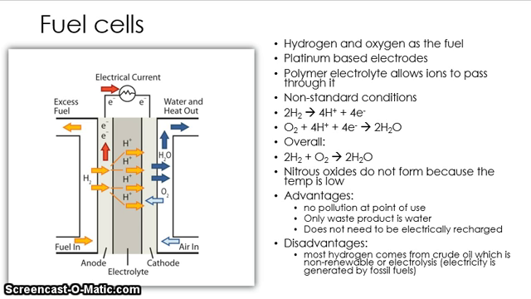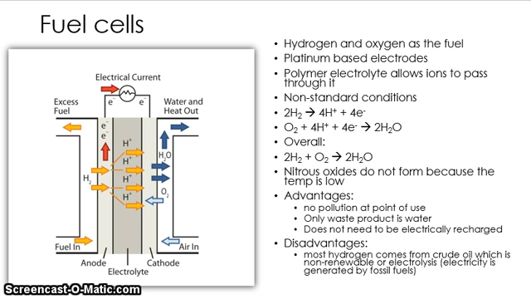Unlike the combustion engine, you don't get nitrous oxides forming because this reaction happens at low temperatures, and you only get nitrous oxides when the nitrogen and oxygen are going to react at high temperatures. So the advantages of the fuel cell is at the point of use there's no pollution. So when you're using the fuel cell, it doesn't cause any pollution. However, that doesn't mean there isn't any pollution caused by it, as we'll come to in the disadvantages.